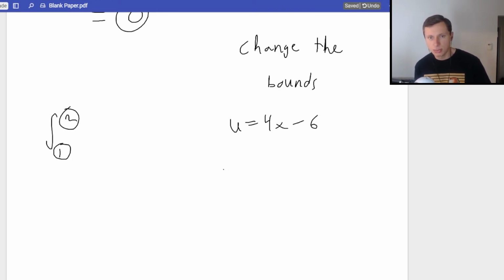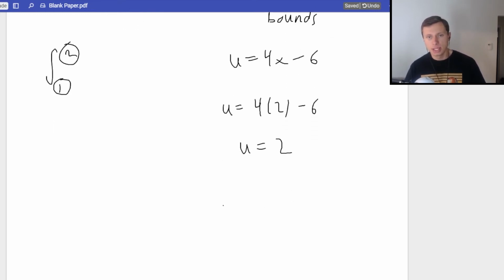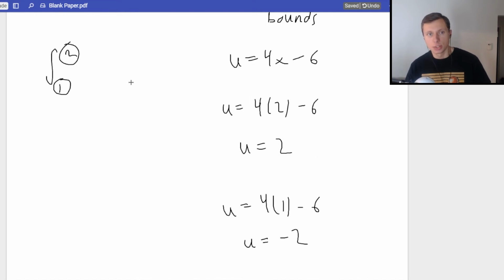So this would be u equals 4 times 2 minus 6. I'm just plugging in 2 here into the u. My upper bound is now 8 minus 6, so positive 2. It actually stayed the same. Pretty cool. And then my lower bound would be u equals 4 times 1 minus 6. My new lower bound would then be negative 2. So in other words, if I had the integral from 1 to 2 in dx form, with whatever the function was in the middle, then my new integral is the integral from negative 2 to positive 2, and that's when we have du.